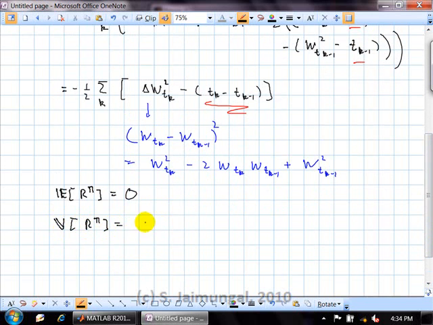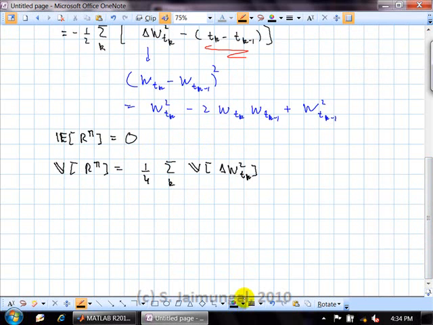And what's the variance? Well, the variance is 1 quarter. Each term in that sum is independent of every other term. So it's just 1 quarter times the variance of each term. The constant tk minus tk minus 1 is just a constant, so that doesn't contribute to the variance term. But this does. And we simply need to compute this variance. And I'm not sure if you remember, but the result would be 3 delta tk squared minus delta tk squared. So the 3 delta tk squared comes from the expectation of the square of the increment, which is the expectation of the fourth moment. Maybe let me put in another line here. Skipping too many steps.